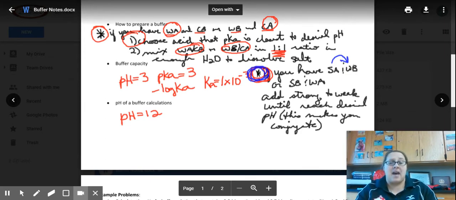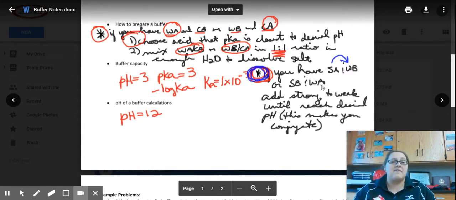And I'm going to keep adding my strong acid to that weak base until I reach the pH that I desire. So if I want a very acidic buffer, then I'm going to keep adding that strong acid until I get to that acidic range. Okay, I'm basically going to make more conjugate acid, make more conjugate acid. You guys get the idea.